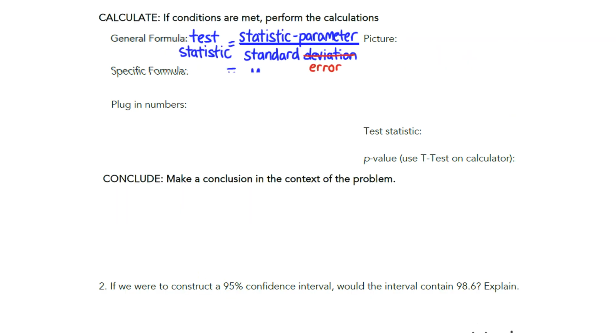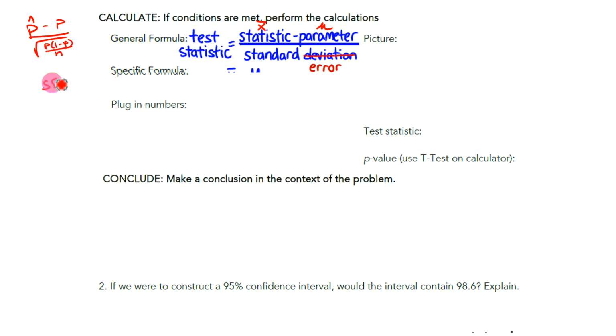Our general formula has always been statistic minus parameter over standard error. Now remember, for us it was p hat minus p over the square root of p times 1 minus p over n. That was for proportions. Well, now we have to do it with means. So our statistic is x bar. Our parameter is mu.